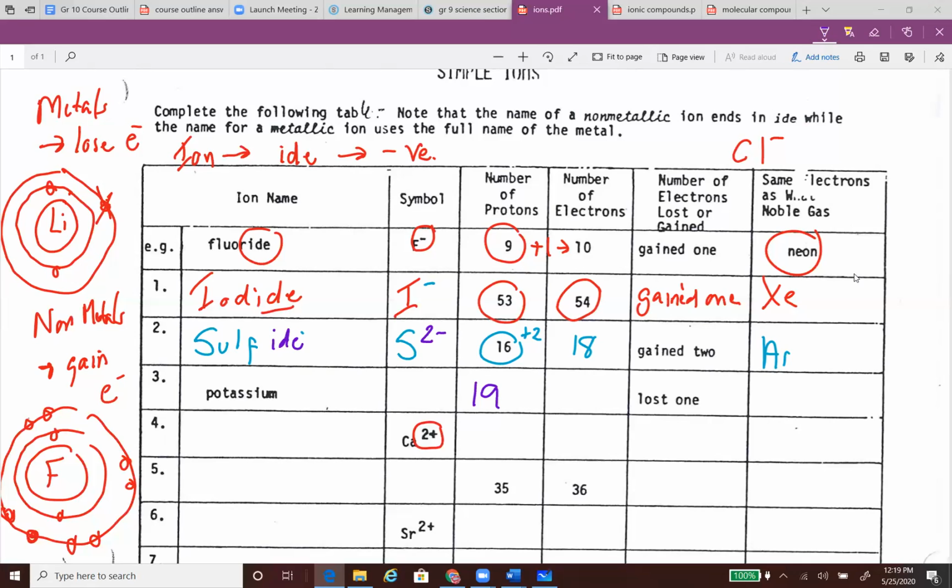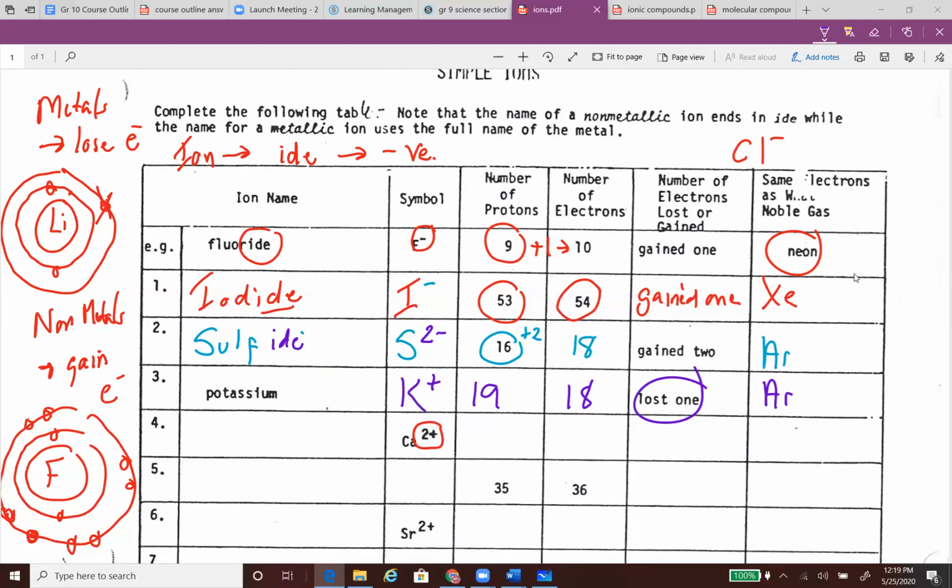Potassium. Element number 19, which means it has 19 protons. Now, it normally has 19 electrons if neutral, but it said that it lost 1, so it would have 18 electrons. So therefore, it would also have the same number of electrons as argon. Now, what would its symbol be? Well, potassium is K, but it lost 1 electron. So it wouldn't be negatively charged, it would be positively charged. And you don't need to put a number in because it's just 1. We'll look at the next row.